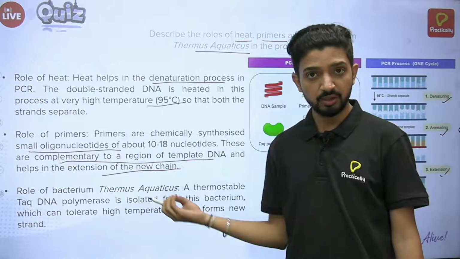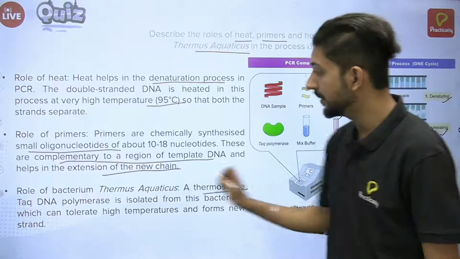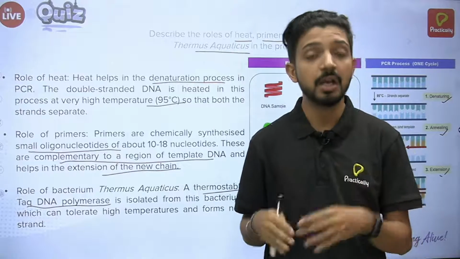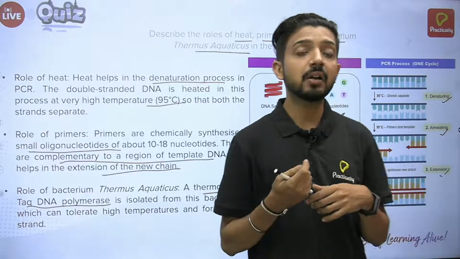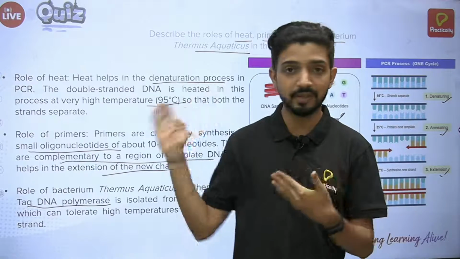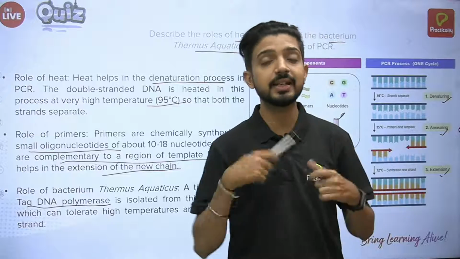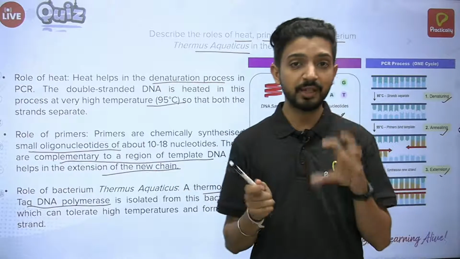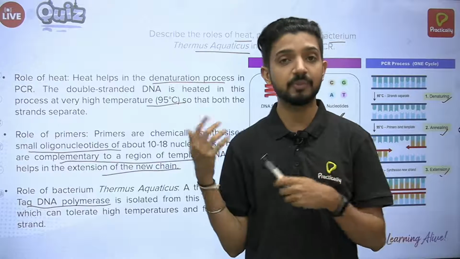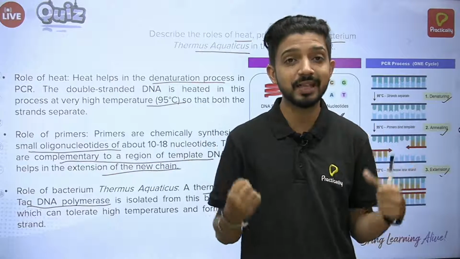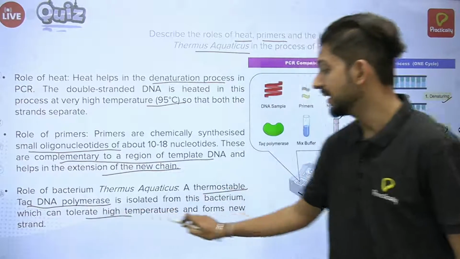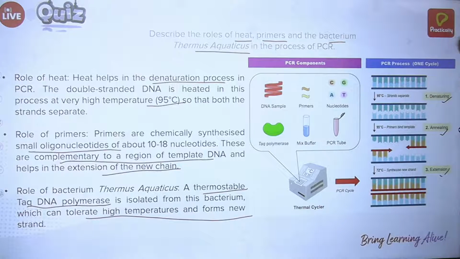Why do we use this particular bacteria? Because it produces thermostable Taq DNA polymerase. For DNA replication we need the DNA polymerase enzyme, but enzymes are very sensitive to temperature. Normal DNA polymerase won't act at this high temperature, because in this entire PCR process we use a very high temperature as per the requirement of the process. So we need an enzyme which can sustain such high temperature. Thermus aquaticus, as the name says, is found in hot pools. They naturally live in a hot environment, so they have enzymes which can bear that temperature. That's why we use this polymerase which can tolerate high temperature and forms the new strand. So this is the answer for this question.